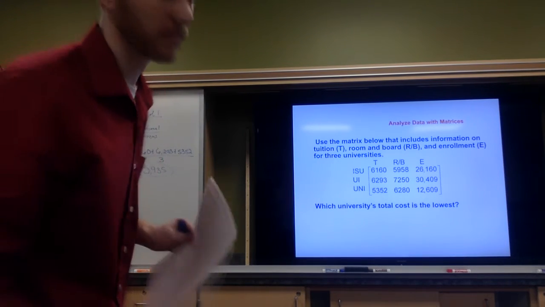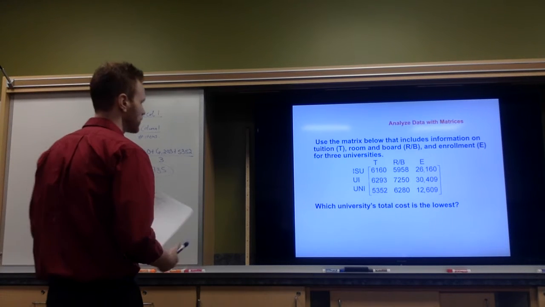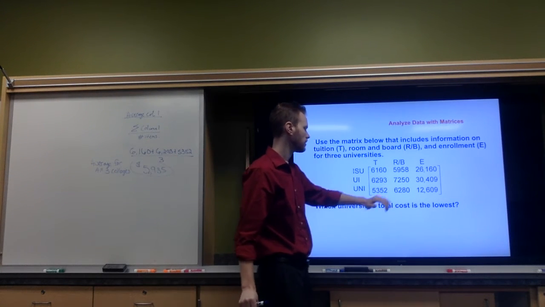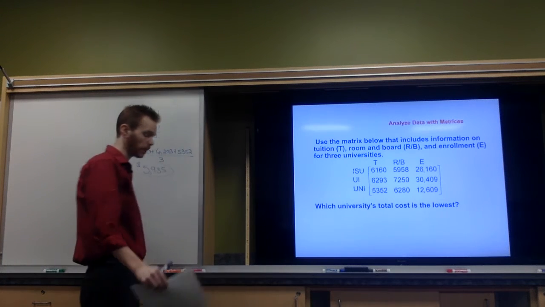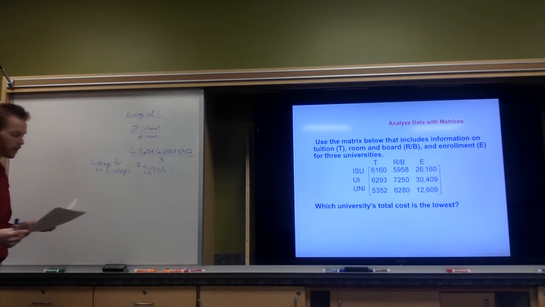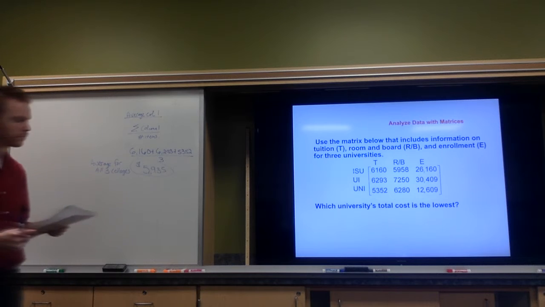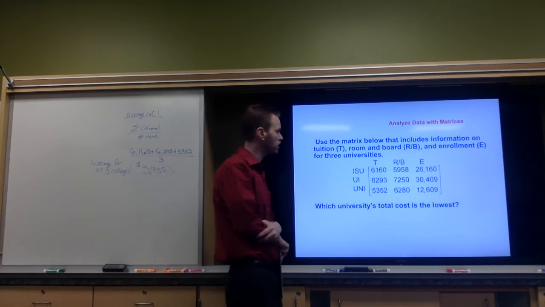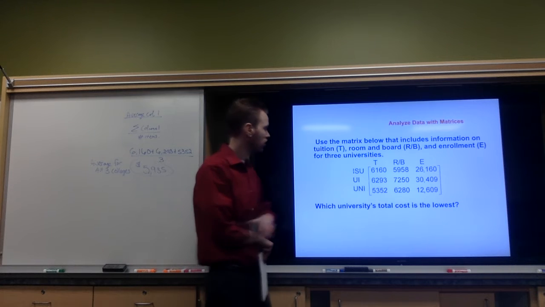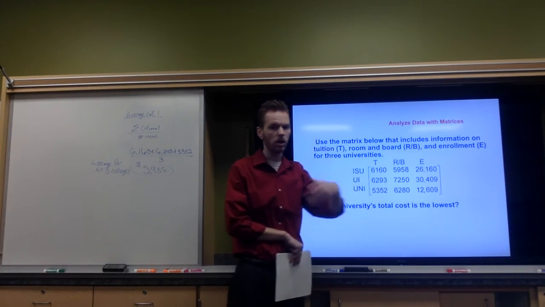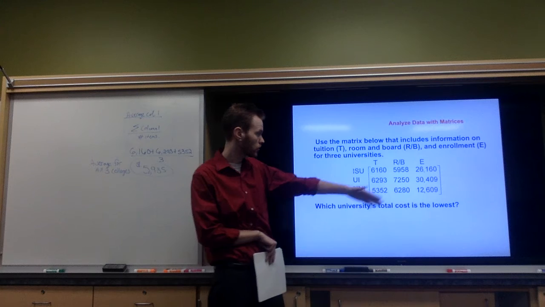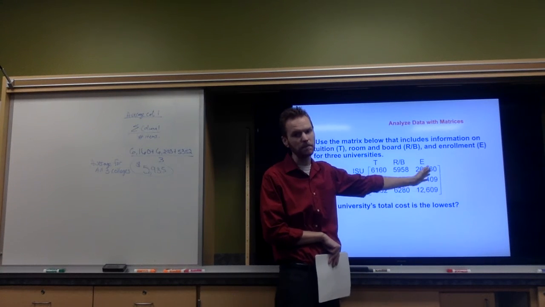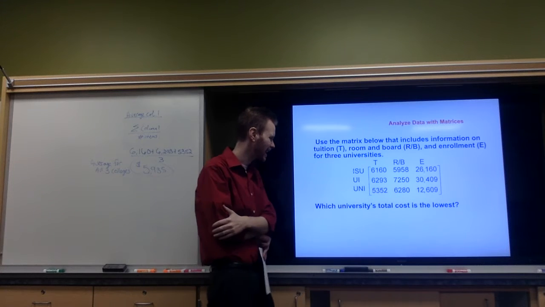Okay. Next question. Same matrix. Which university's total cost is the lowest? So how am I going to figure that out? I think it's going to be 2 columns I'm looking at. Column 1 and column 2 are costs, right? This is your tuition. This is room and board. This one over here is enrollment. That's people, so I'm not going to use that.